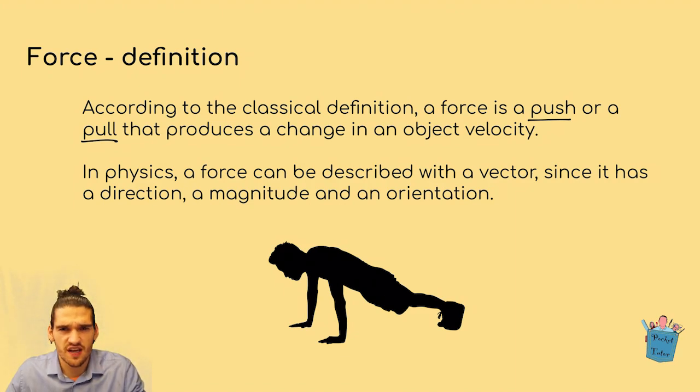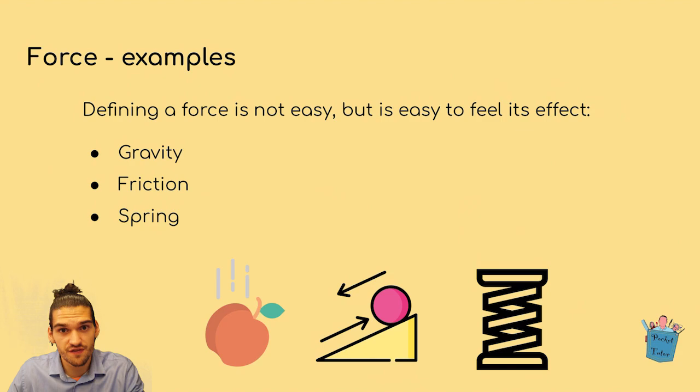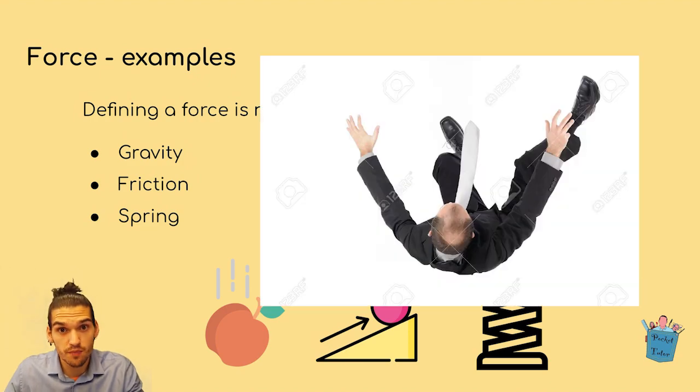This definition is kind of an abstract definition, it's not that easy to visualize, so it's much easier to think about a force's effect. You can feel the effect of a force in everyday life. Just think about these three simple examples that are gravity, friction, and spring. Just think about an object that is falling. What is pulling that object towards the ground is gravity. So we see the effect of a force, but we don't really see the force itself, right?